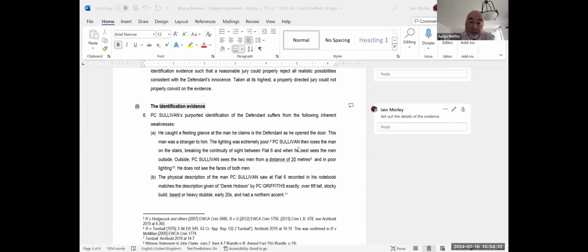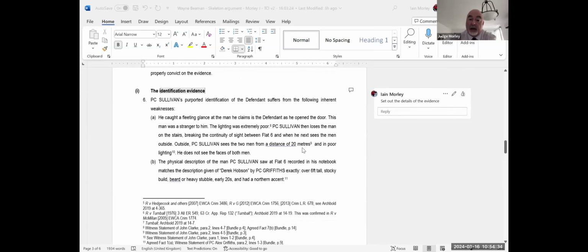A, he caught a fleeting glance at the man he claims is the defendant as he opened the door. This man was a stranger to him. The lighting was extremely poor. P.C. Sullivan then loses the man on the stairs, breaking the continuity of sight between flat 6. And when he next sees the men outside, P.C. Sullivan sees the two men from a distance of 20 meters, and in poor lighting, he does not see the faces of both men.